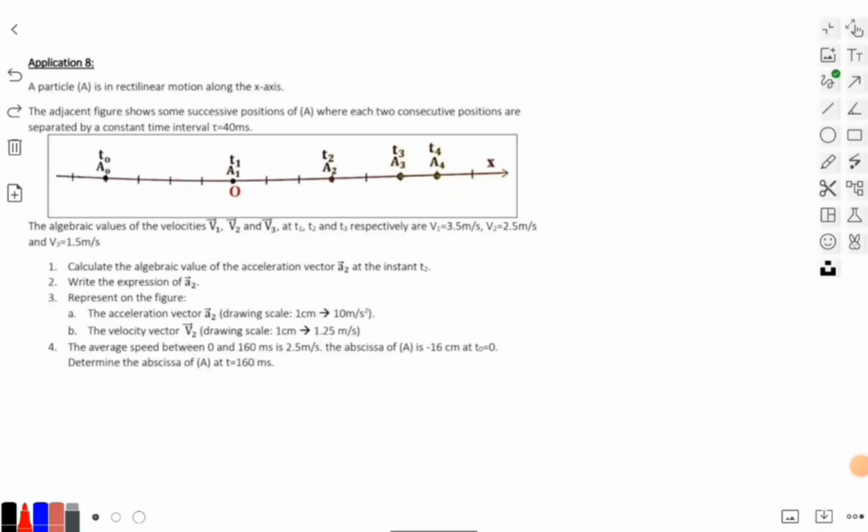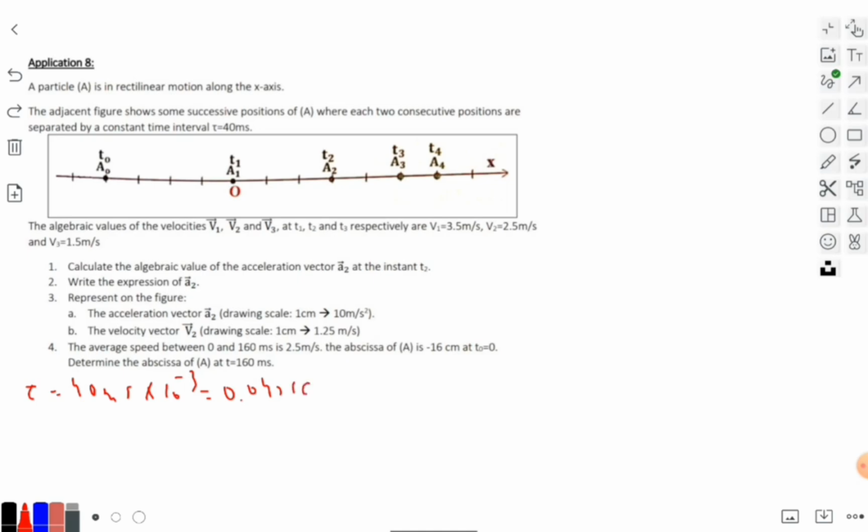Application 8. A particle A is in rectilinear motion along the x-axis. The adjacent figure shows some successive positions of A where each two consecutive positions are separated by a constant time interval tau equal 40 milliseconds. So that tau is equal to 40 milliseconds. From millisecond to second, times 10 to the power minus 3, it's equal to 0.04 seconds.